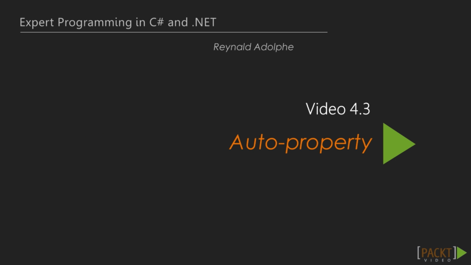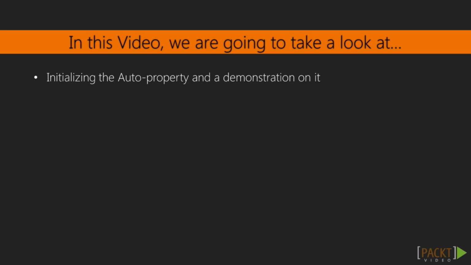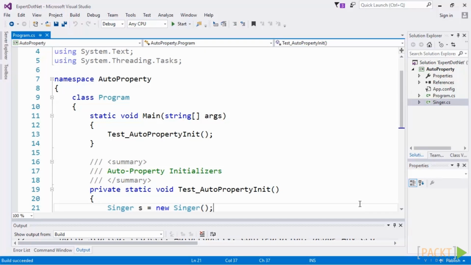In the last video, we took a look at the new feature called expression-bodied function member. In this video, we're going to be taking a look at the enhancements made with auto property. So let's go ahead and jump into a demonstration to get started. If you're a fan of auto properties, you'll pretty much appreciate auto property initializers. Just as the name implies, you can initialize auto properties' default values with a little less work than you did in the past. Let's take a look at our singer class.